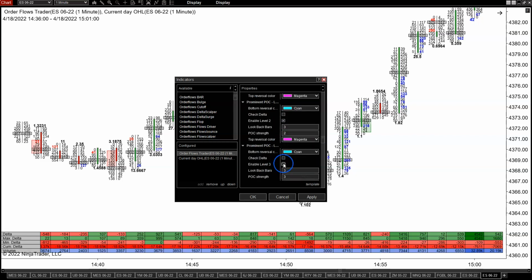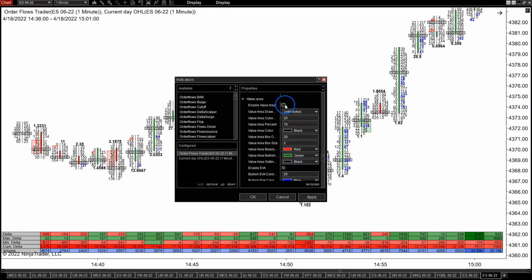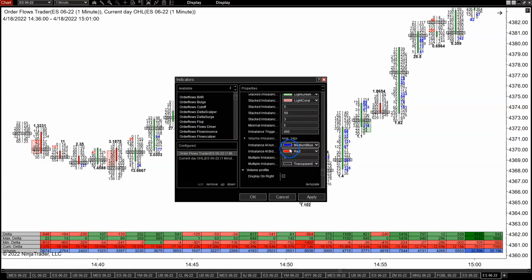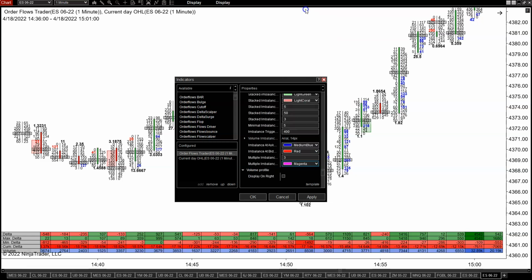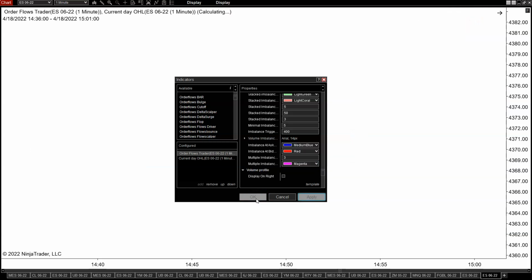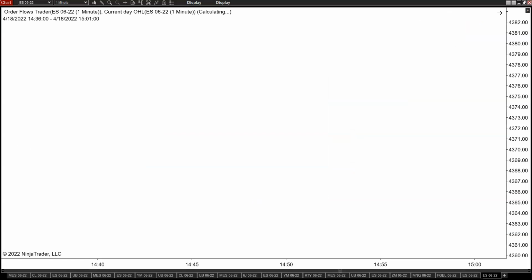Okay, prominent point of control, prominent point of control. I'll turn on the value areas. So you can see this is the bar value area. Okay, and I'll turn on the imbalances, right? The multiple imbalances, meaning buying imbalances, several buying imbalances in a bar, or several selling imbalances in a bar. Okay, so let me just add that on. Give this chart a second to appear.